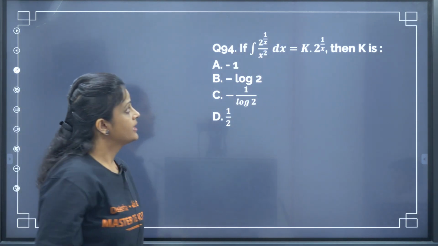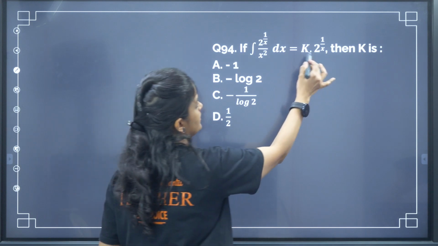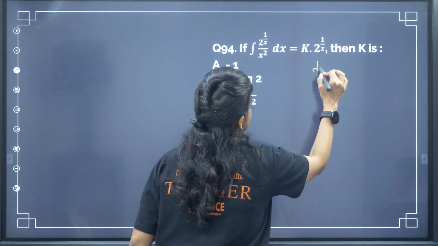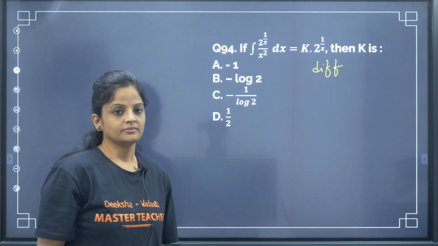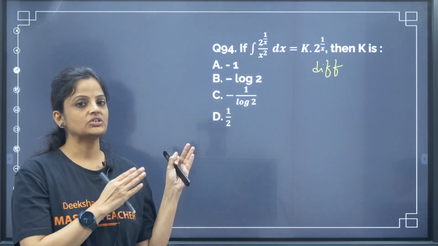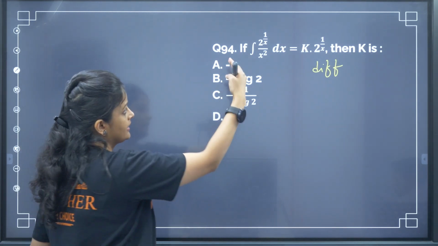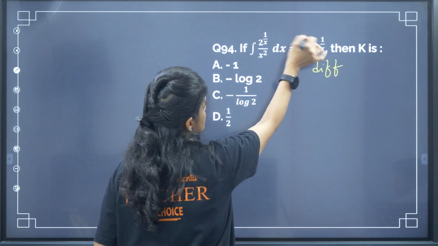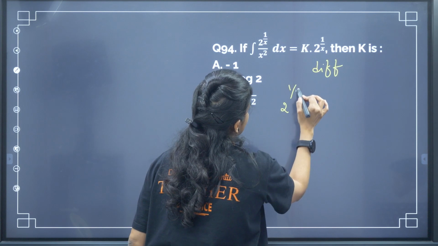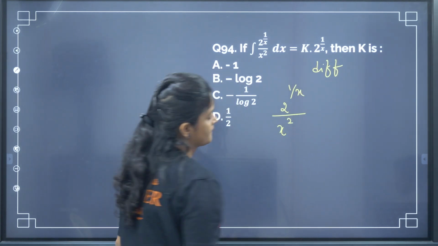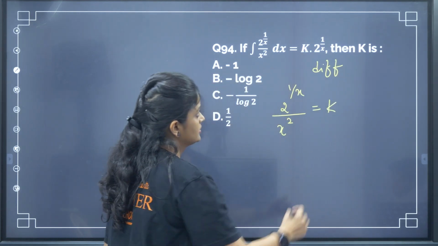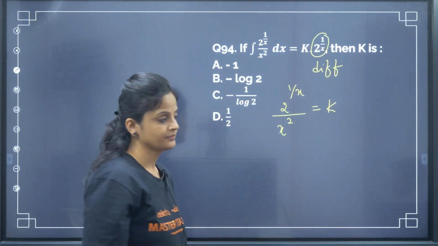Integral of 2 to the power of 1 by x divided by x square dx is equal to k times 2 to the power of 1 by x. What I am going to do in this is differentiation. You must be knowing, if I differentiate, differentiation and integration will collapse, right? I'll get only the function. So if I do differentiation on both sides, then what am I going to get here? 2 to the power of 1 by x divided by x square. Integration is gone because I'm differentiating. k is a constant. This has to be differentiated.